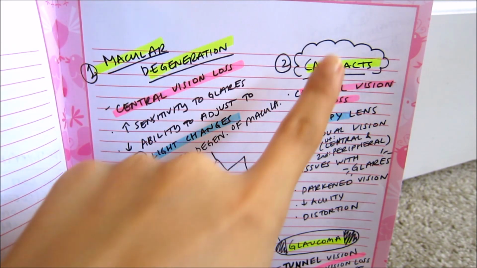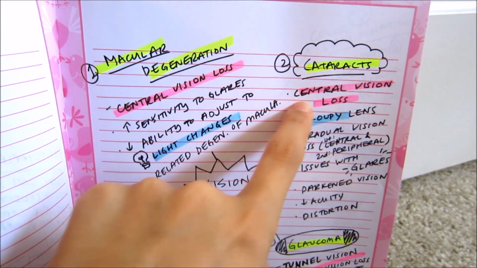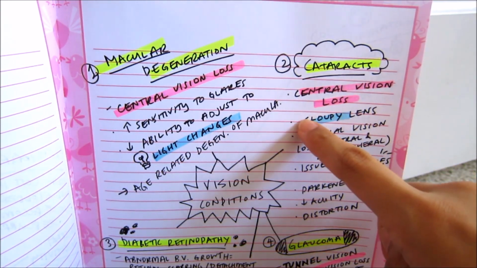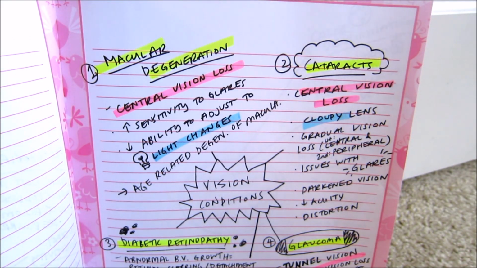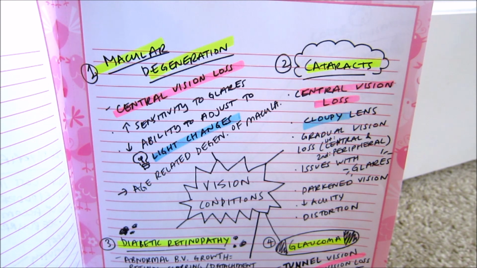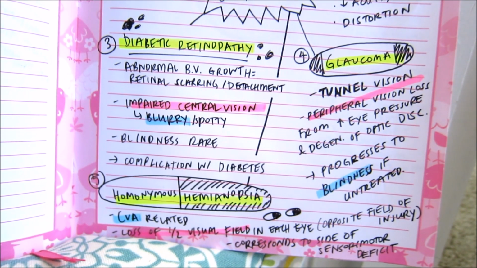I think of C for cataracts and C for central, and also even C for cloud. And just drill that picture of the cloud in your head. So you will also have issues with glares, darkened vision, decrease in acuity, as well as distortion for cataracts. Alright, moving down to the bottom 3.